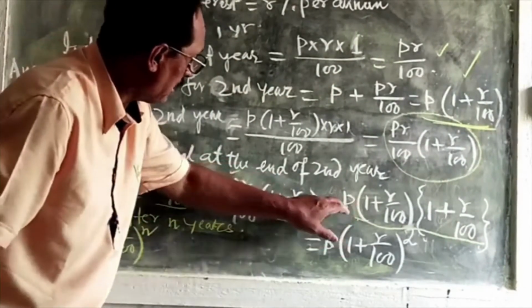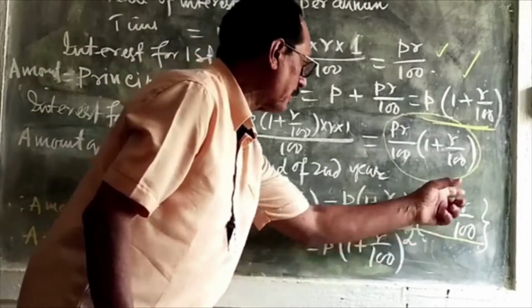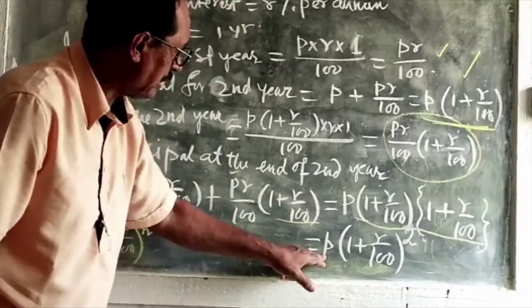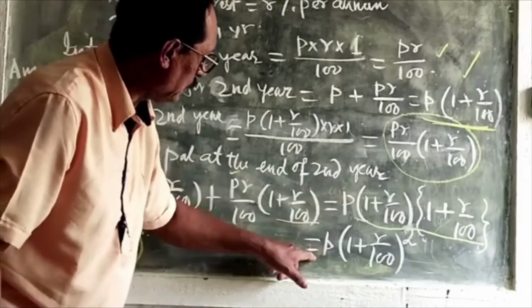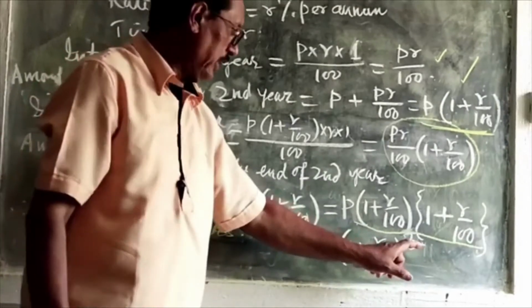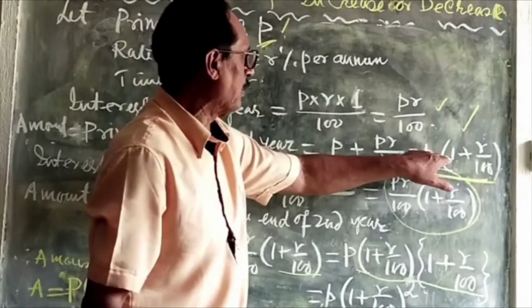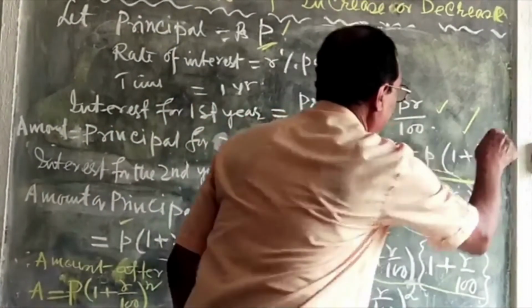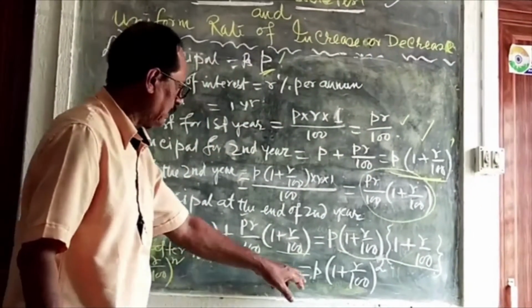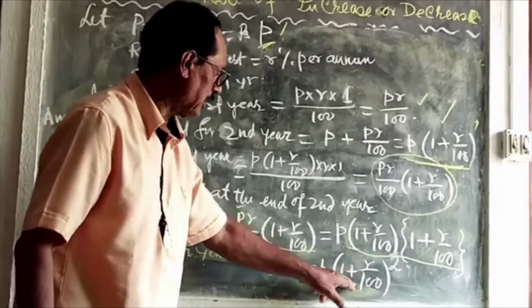So simplify more: 1 plus R by 100 into 1 plus R by 100. So we can take that as P into 1 plus R by 100 squared. So if at the end of the first year it is coming as P into 1 plus R by 100 to the power 1, at the end of 2 years it is coming P into 1 plus R by 100 to the power 2.